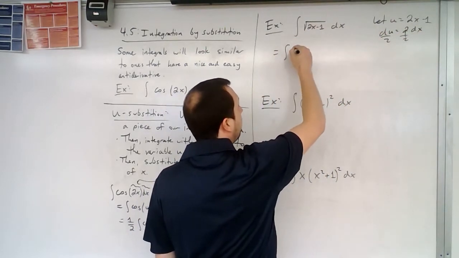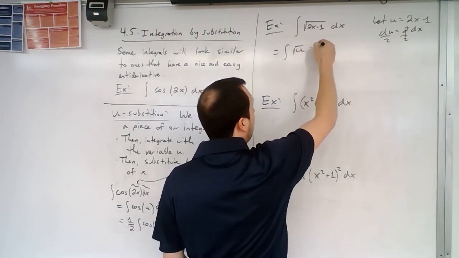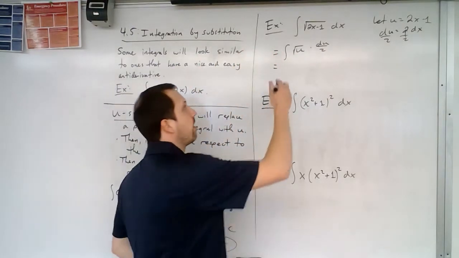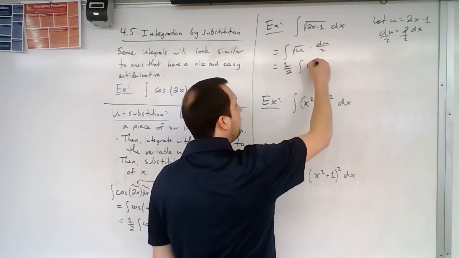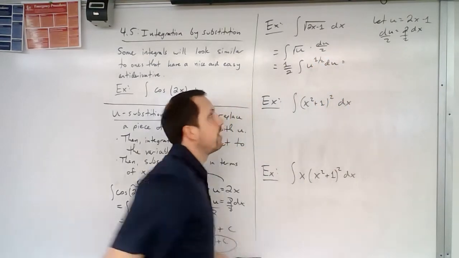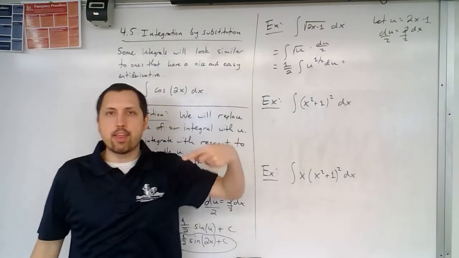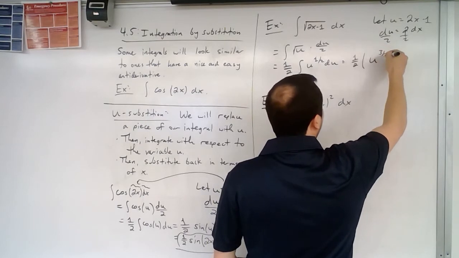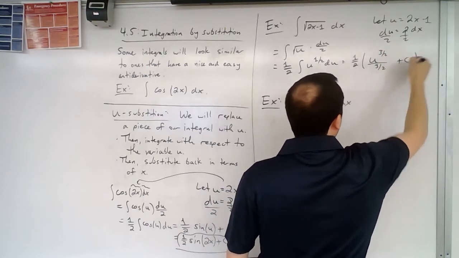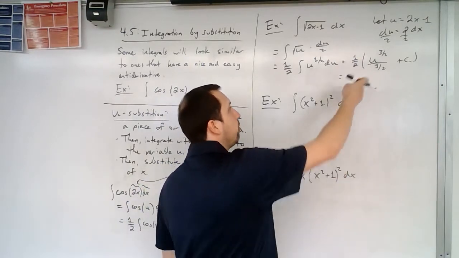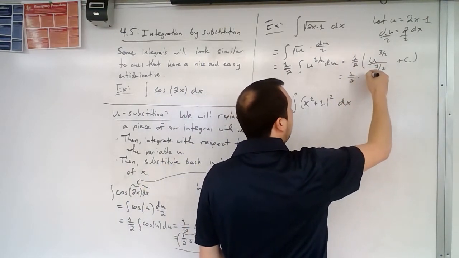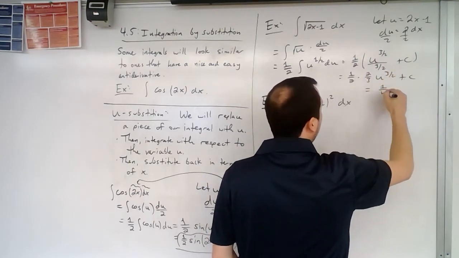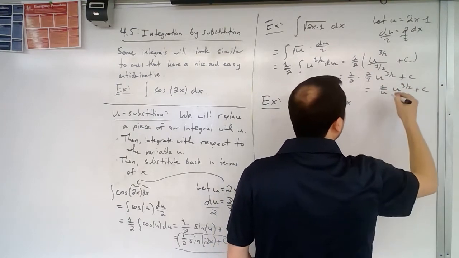So this is now the integral of the square root of u times du divided by 2. I can pull out the 2 out front because that's a 1/2. And I'm going to rewrite this as u to the 1/2 du. Then I add 1 to the power of u and divide by that power. So this gives me 1/2, and I have u to the 3/2 divided by 3/2 plus a constant. And now I multiply this, so I have 1/2 times 2/3 u to the 3/2 plus c, or in other words, this is going to be 1/3 u to the 3/2 plus c.